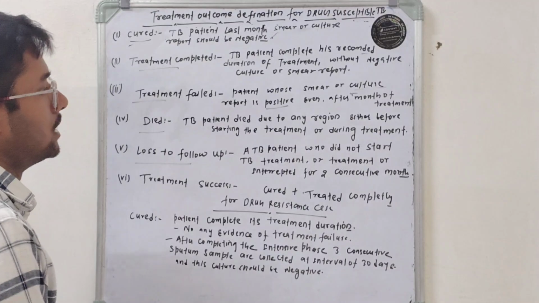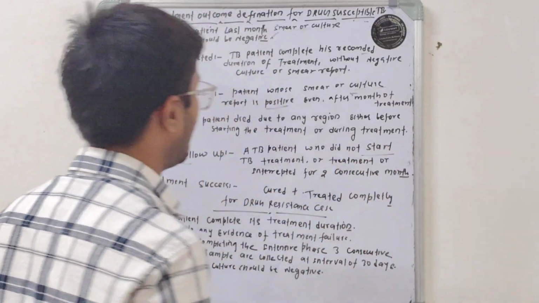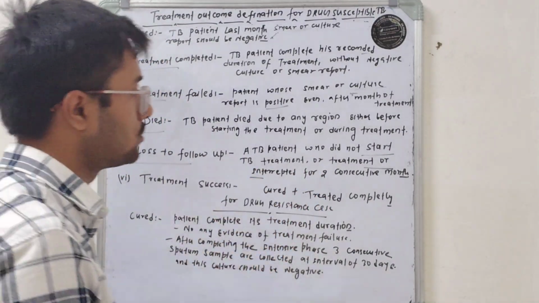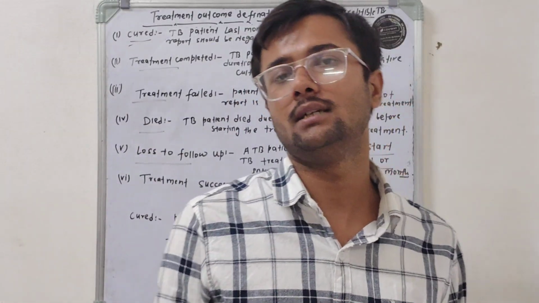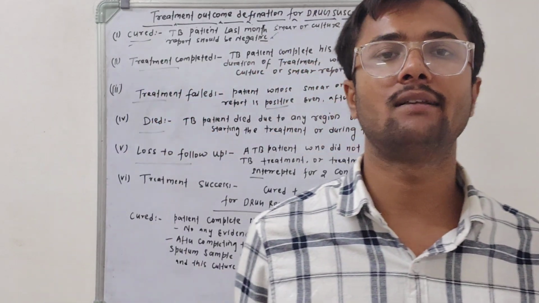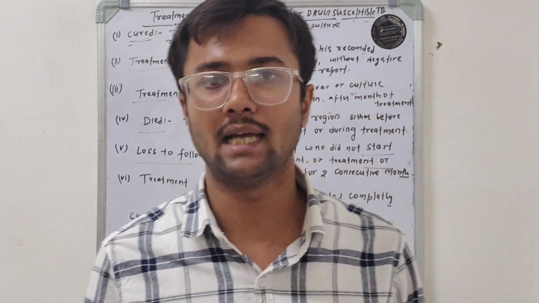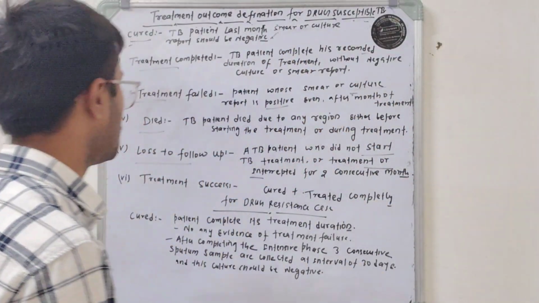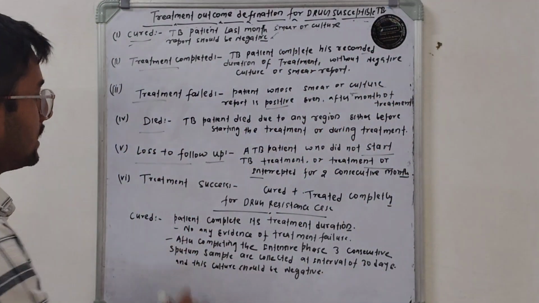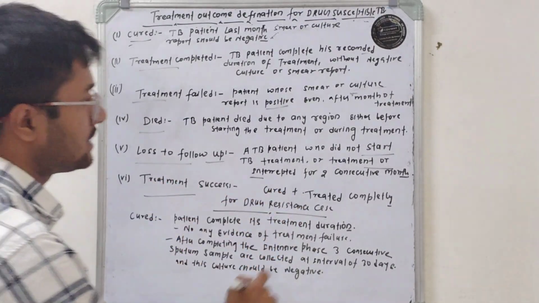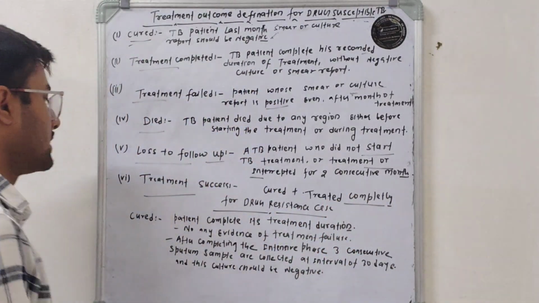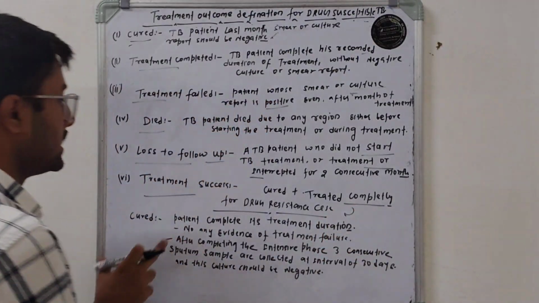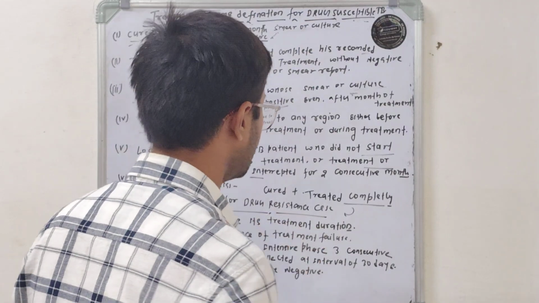Loss to follow-up. A TB patient who did not start the TB treatment, or the treatment is started but interrupted for 2 consecutive months, we say is loss to follow-up. And treatment success is when the cure plus treatment completed criteria are fulfilled. There are different definitions of cure in case of drug resistance.